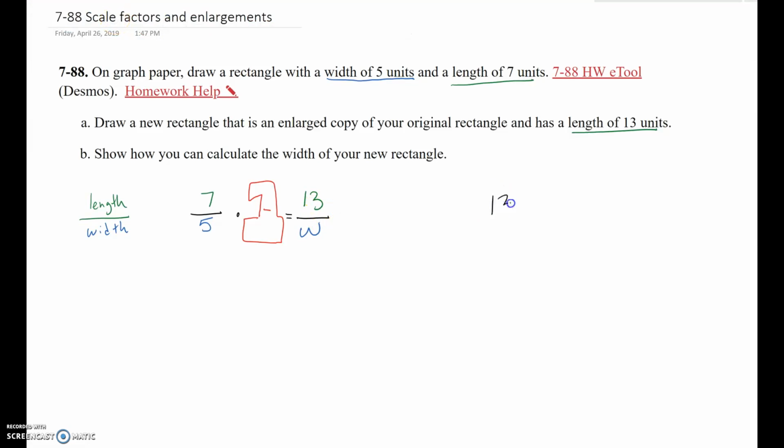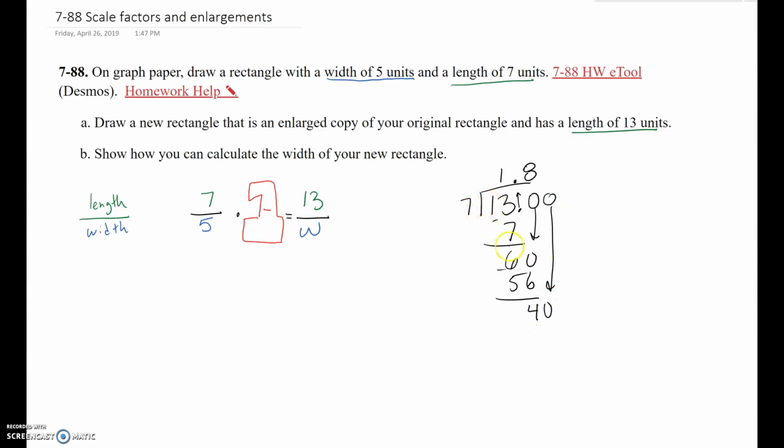So let's take 13 and divide by 7 and see how many 7s are in 13. Well, there's almost 2. If it was 14, it would be 2 of them. So 7 times 1 is 7. Subtract and we'll get 6. Let's keep it going. Bring down a 0 and bring up the decimal. 7 goes into 60 8 times. 8 times 7 is 56. Remainder of 4.